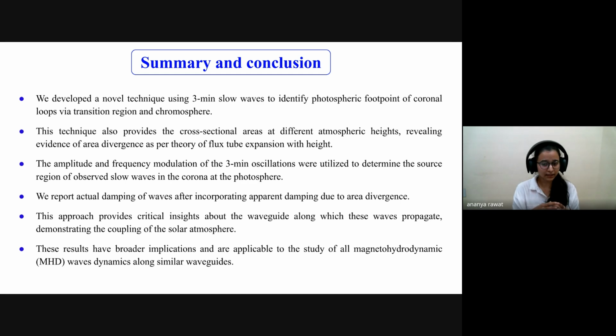It will not be the case only for the slow wave, but the energy will be redistributed along the loop for all the MHD waves. So that is why we must know how our waveguide is behaving and what is the structure of our waveguide in which these waves are propagating.